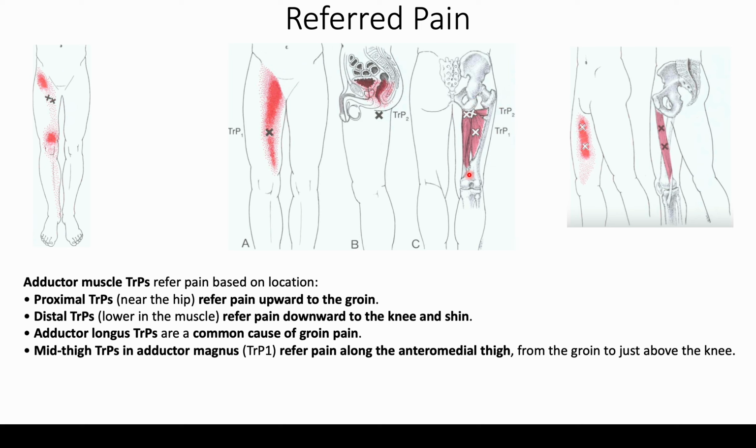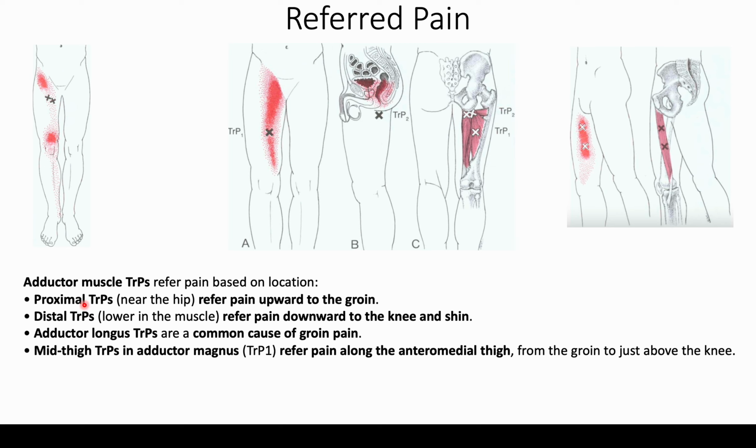And then also, this is the back view. You can see the trigger points are right close to the ischial tuberosity as well as down in this location. And these are the trigger points for the gracilis muscle. You can see it goes right into the pes anserine.